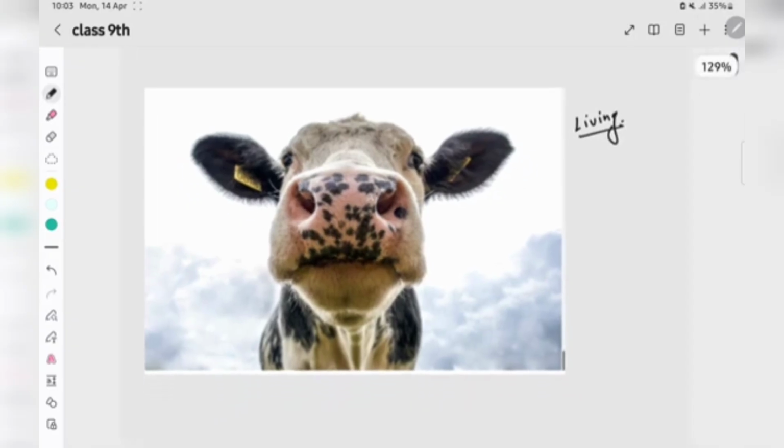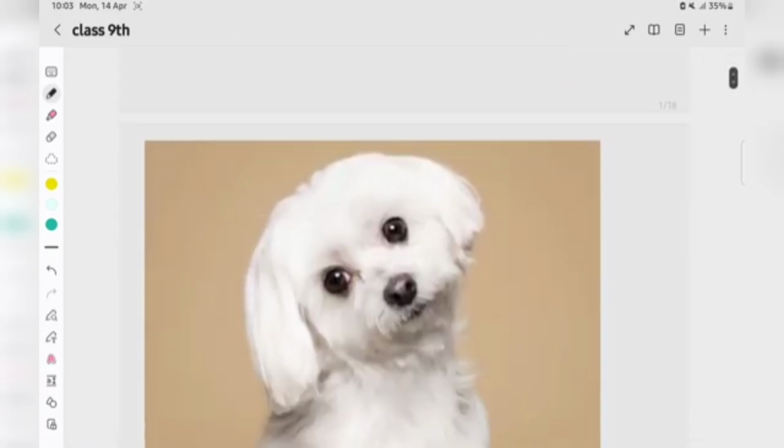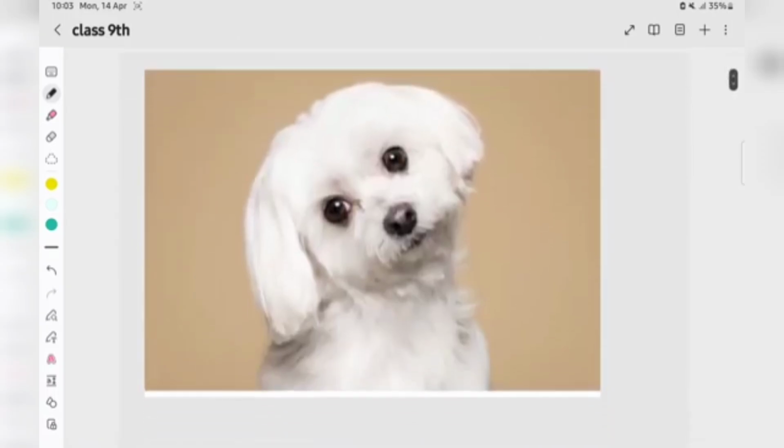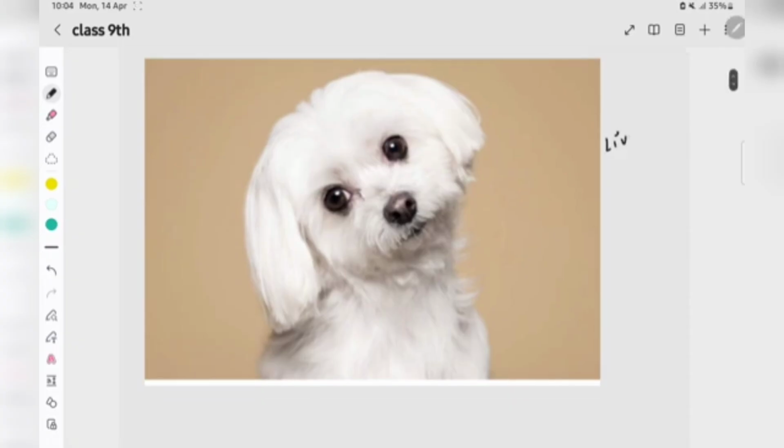Now I have one more image, although I have plenty of images. Look at this now. What do you think? Is the dog in this image living or non-living? I mean, in the sense of whether dogs are living or non-living. Okay, what do you think? If you think that cows are living, then it is obvious that you will think that dogs are also living. Yes, and I am agreeing with you.